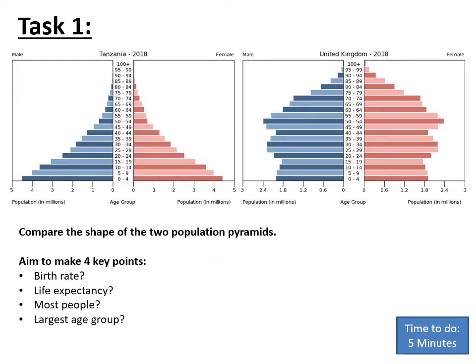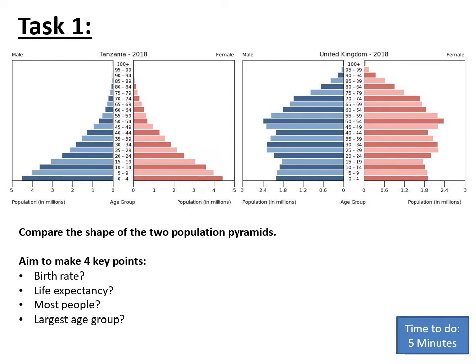Okay, so with that in mind, I've got some tasks for you. You've got the two pyramids there. Don't forget you can rewind back to that last pyramid, the comparison, if you want to see them together. First thing to do, compare the shape of the two population pyramids. And I'd like you to do that with the 4 points at the bottom there. You're going to make a point about how the birth rate is different. Don't forget, compare means how are they different?